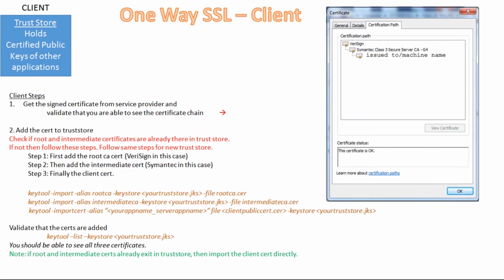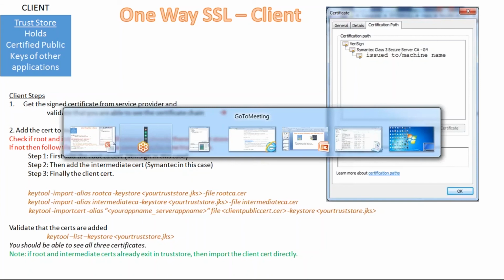Now, adding to a trust store is not very straightforward. The way you add the certificates to a trust store is you always have to add the root certificate first, then the intermediate certificate if there is one, and then finally the public certificate which you receive. So this definitely means that you should extract the intermediate certificate and also the root certificate. I can show you how you can extract the intermediate certificate or a public certificate.